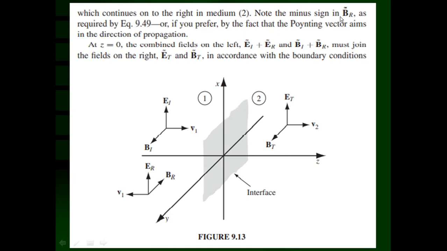Note the minus sign in Br, as required by equation 9.49, or if you prefer, by the fact that the Poynting vector aims in the direction of propagation. That means E cross H, or E cross B, is always in the direction of propagation. So this is the incident wave.